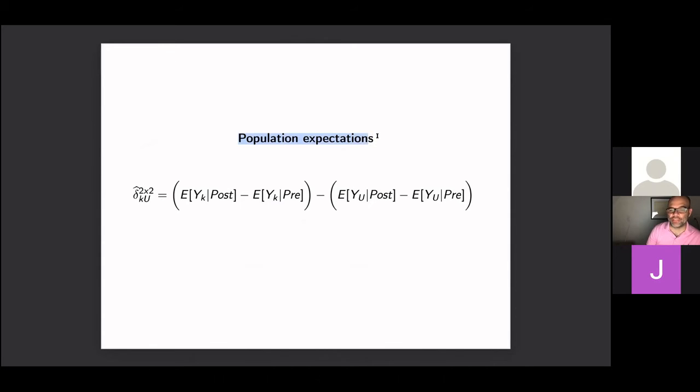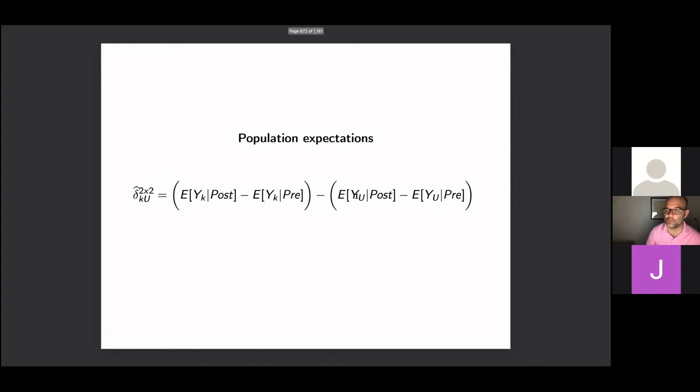Now we're going to go from samples to population expectation. So look, notice the difference here. Now we're working with the universe, not working with the sample anymore. We're working with populations. And what we get is expectation outcomes for group K in the post period and the pre period, and expectation for group U's outcome in the post and the pre.